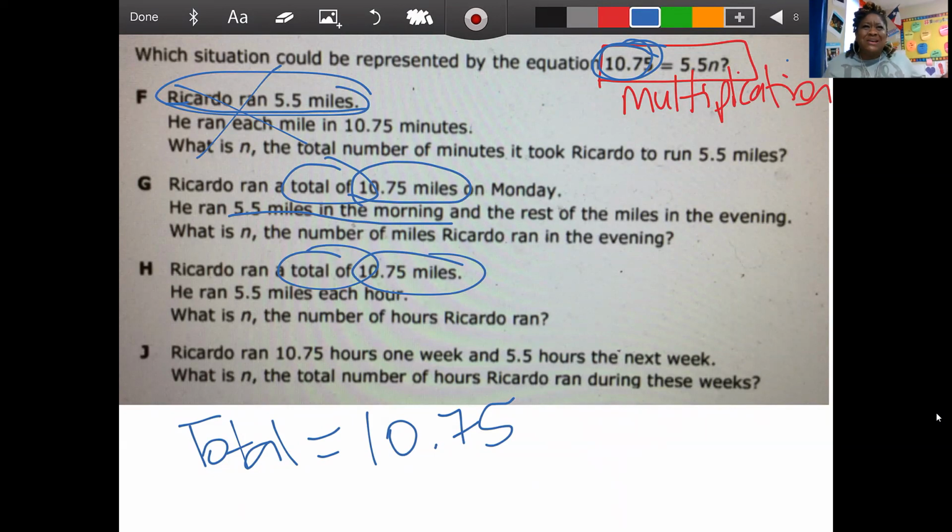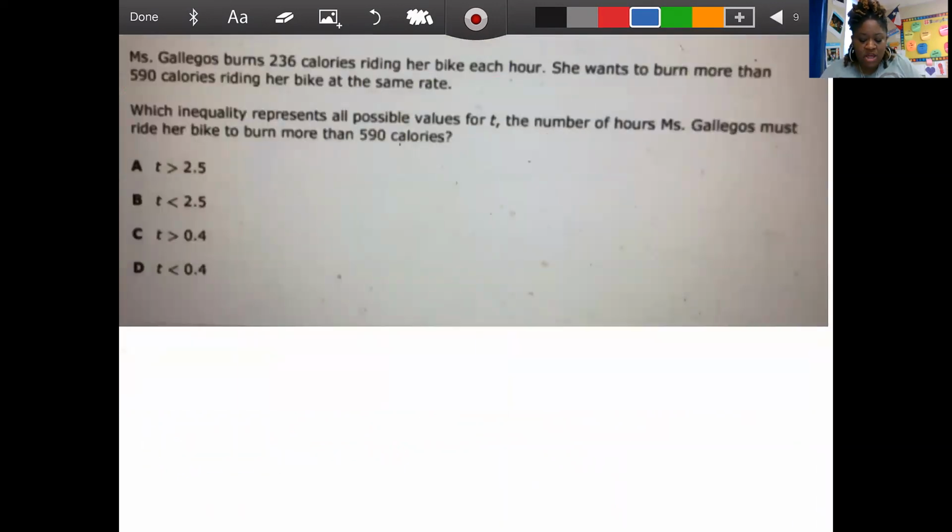But my totals can't go over 10.75. So if I did 10.7 hours this week, 5.5 hours that week, what's the total? I don't know about that one. So this should help you answer it. This is how I need you guys to break down these word problems. Don't give up, okay? Do not give up on these word problems. Take them one at a time.